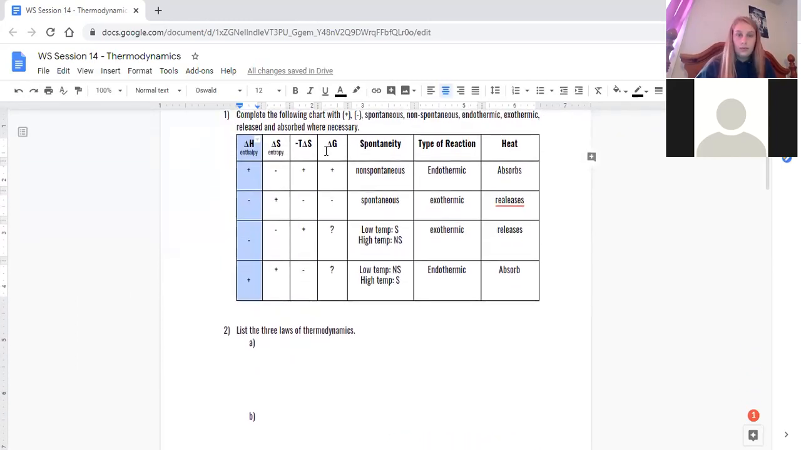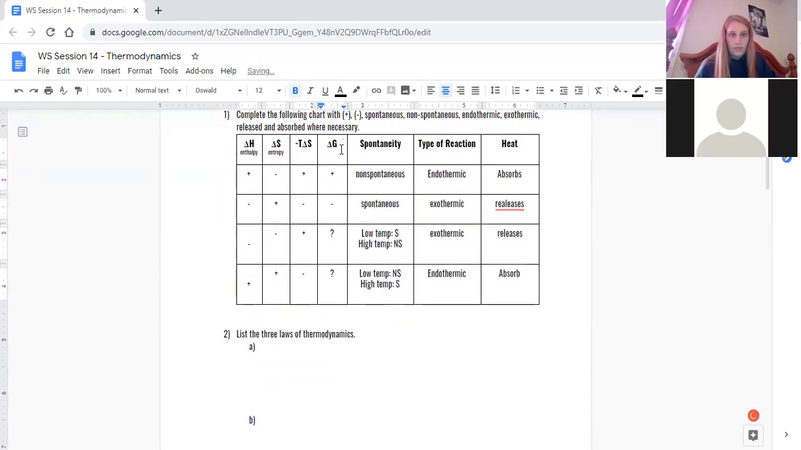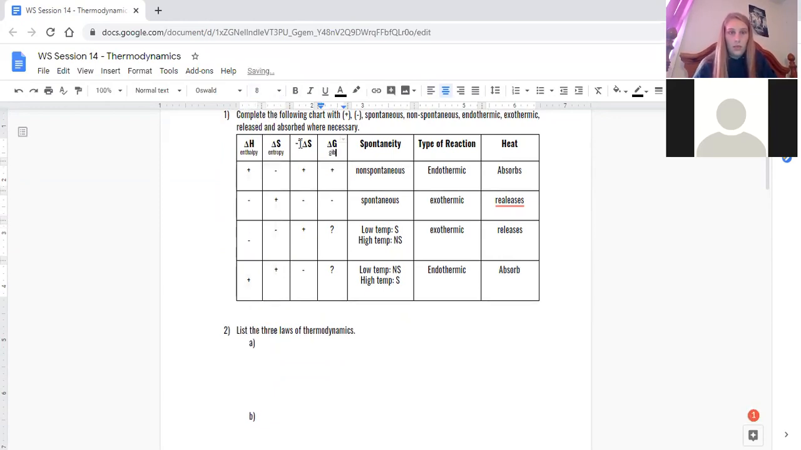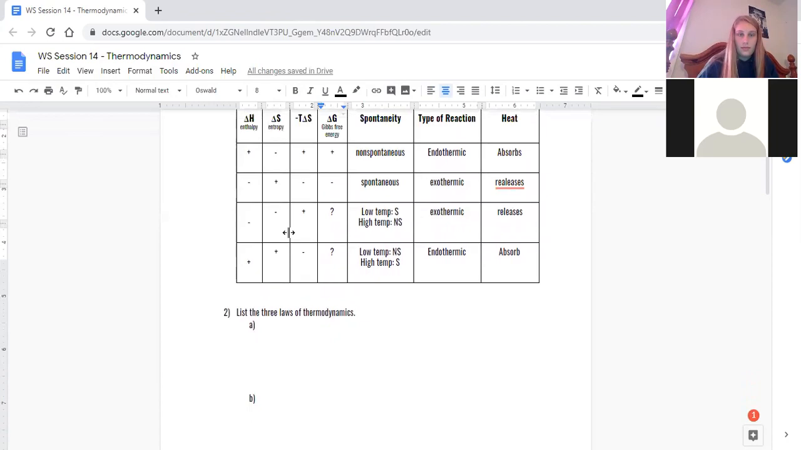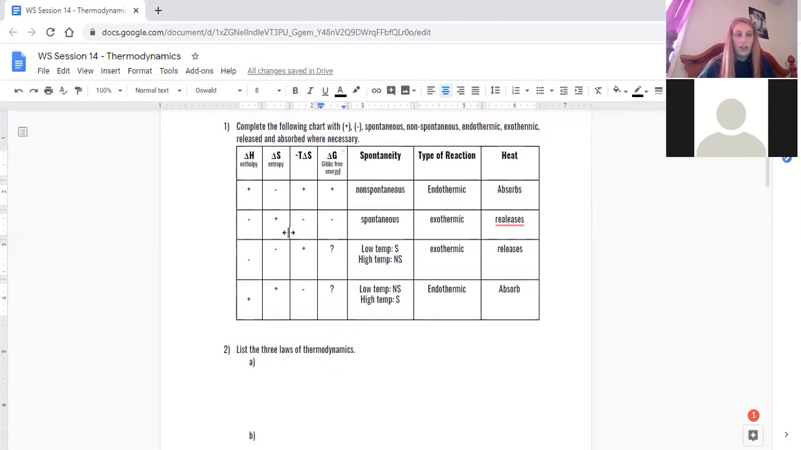We'll type that in here. That's Gibbs. I think it's spelled with two B's. Gibbs free energy. That's Gibbs free energy. Okay. Any questions there? Are we good to go?